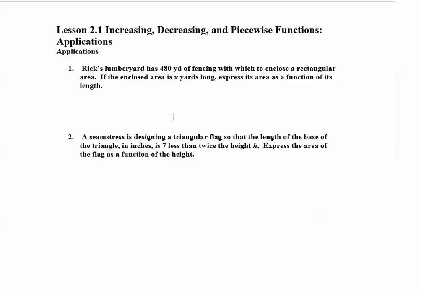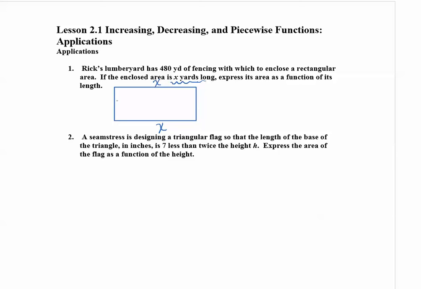Rick's lumberyard has 480 yards of fencing, and he's going to enclose a rectangular area. If the enclosed area is X yards long, express its area as a function of its length. So begin by sketching a diagram of the rectangular shape, and using the information that the enclosed area is X yards long, then I know that this dimension is X, and the other side, opposite sides are equal in a rectangle, so the other side's also X.